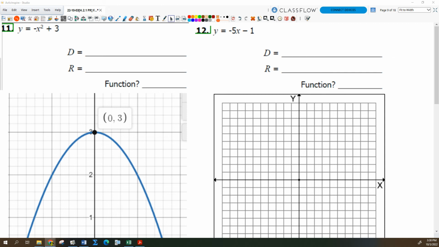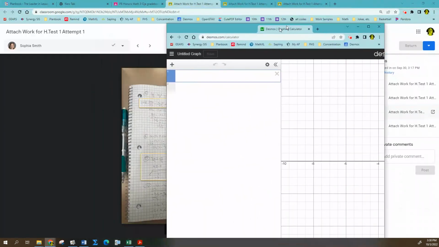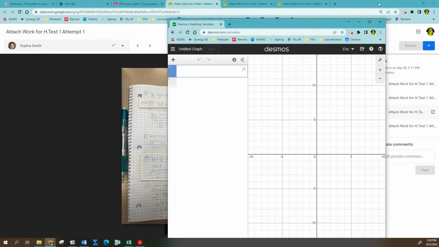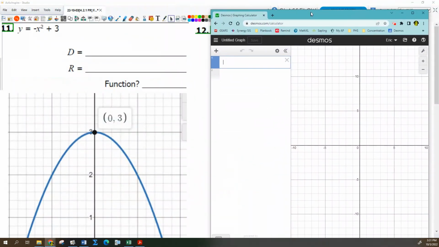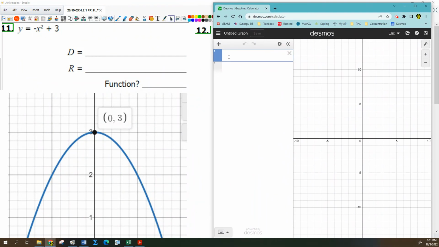Okay, so if we go into Desmos, all I have to do is just graph that. I can graph it with a y if I want to. So y equals -x squared plus 3, and voila, look what we get. We get that parabola.